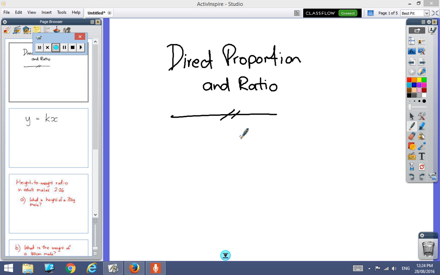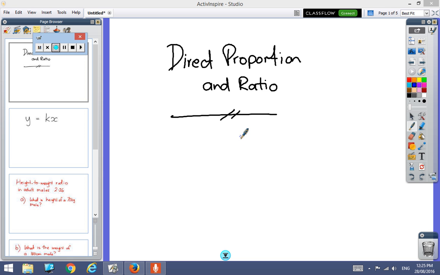Okay, the purpose of this lesson is to build on the work that we started last lesson on direct proportion, but this time we're bringing in that factor of ratio and also moving it into a practical setting. Remember, a ratio is just the relationship between two things. If that ratio is consistent, or the same, then we can say that something is directly proportional, or has a direct relationship.